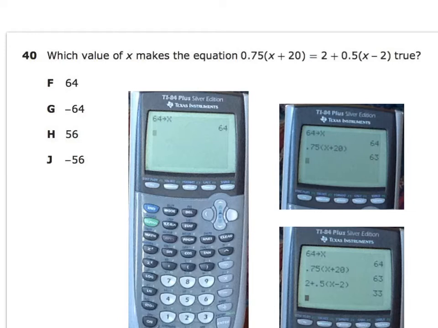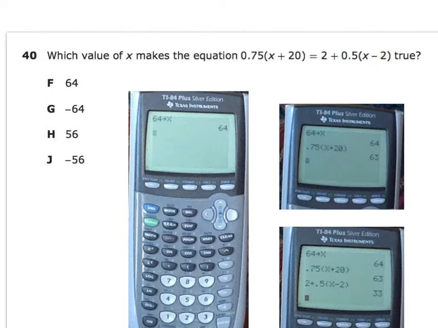So what we're going to do is use our calculator and test each one of these, because the question wants us to find a value for x that makes this equation true, meaning this side has to equal this side.